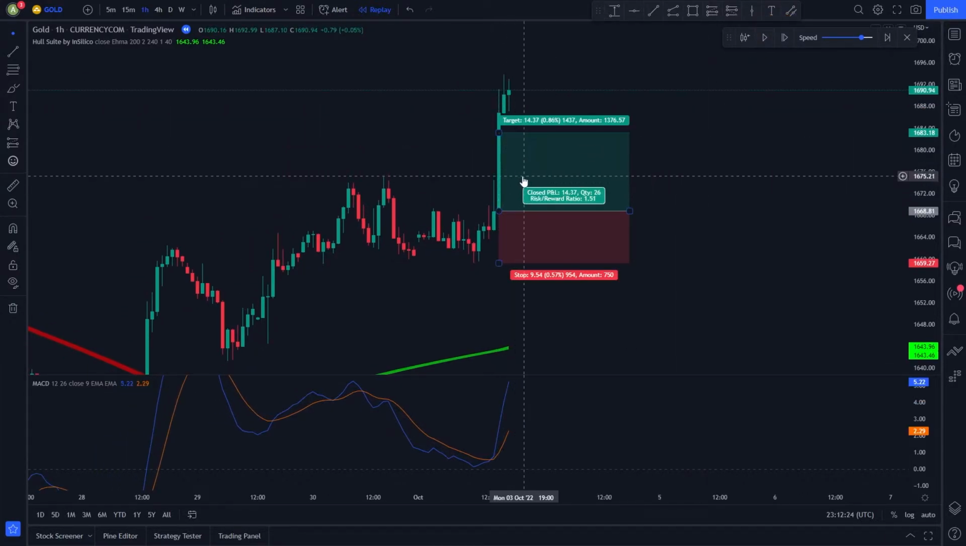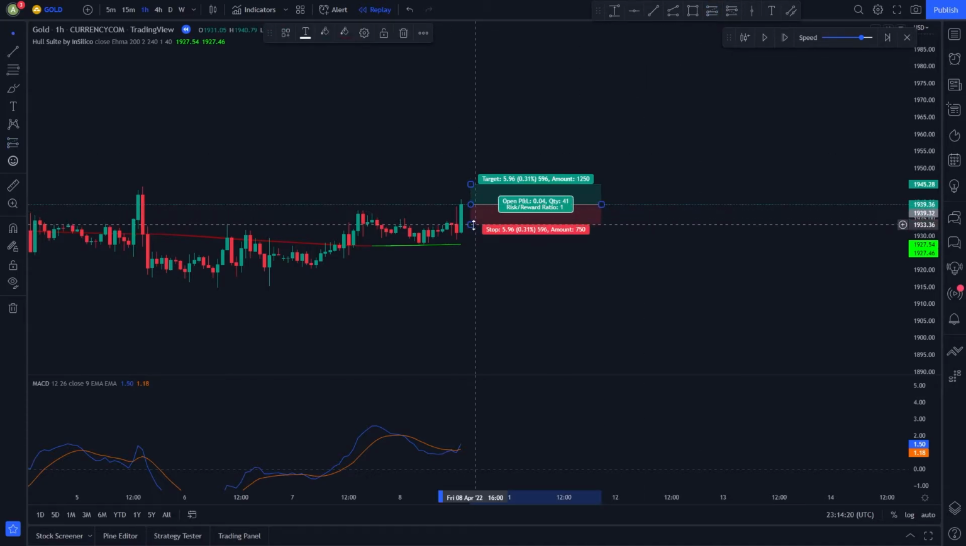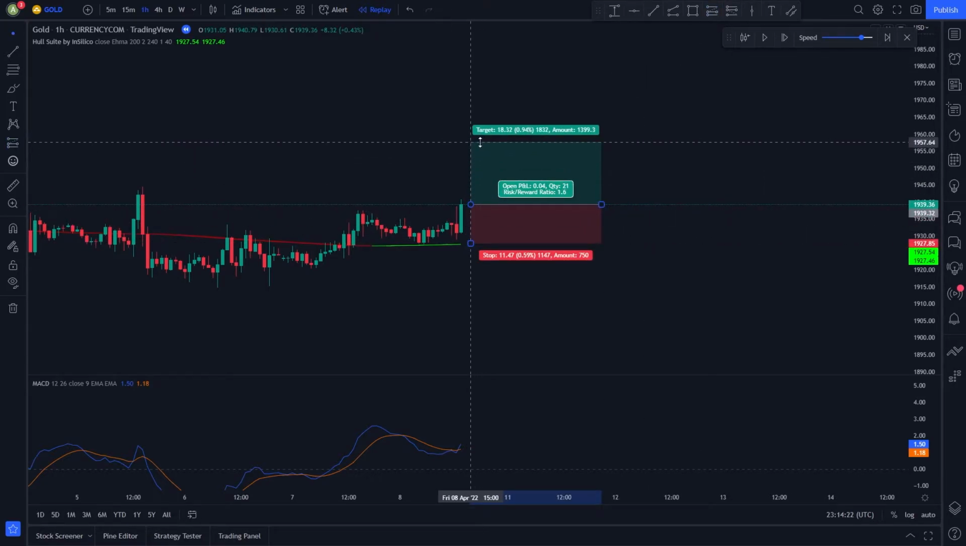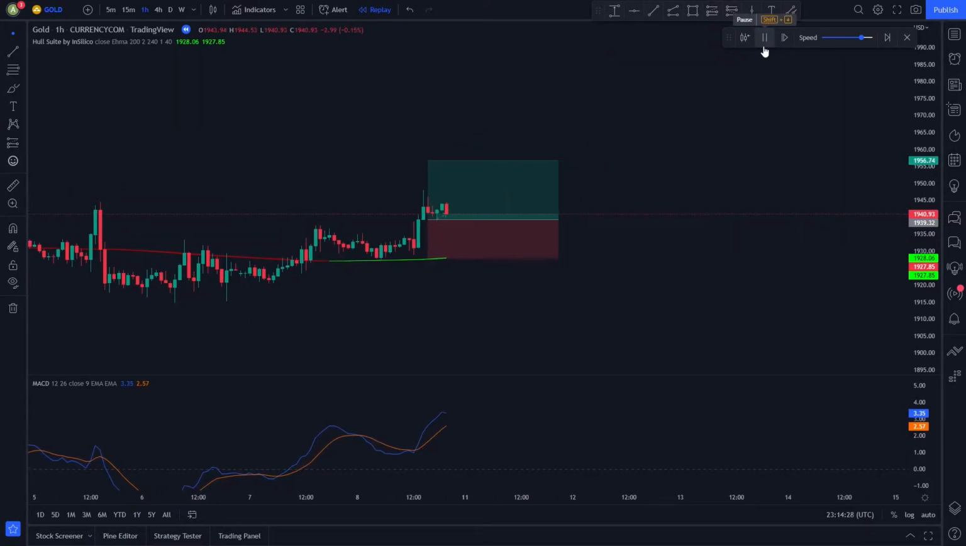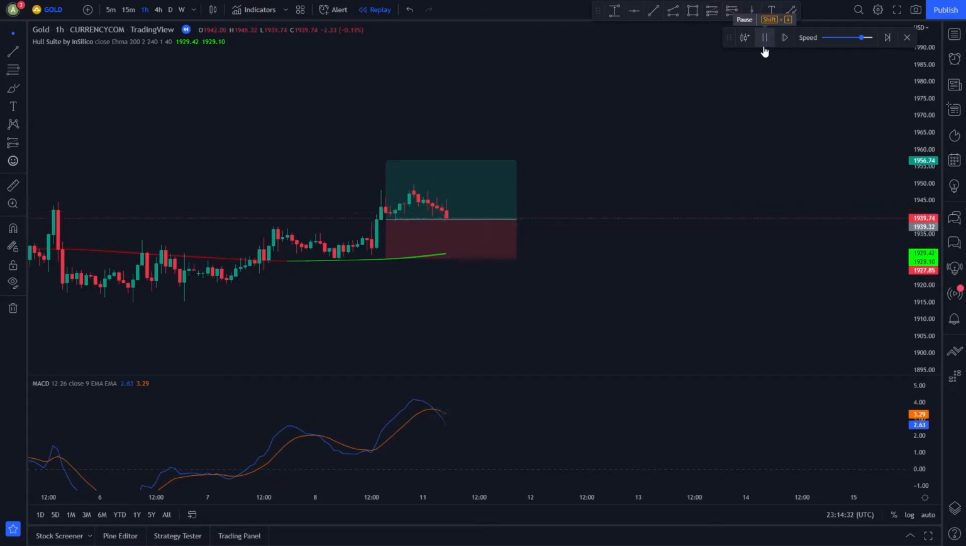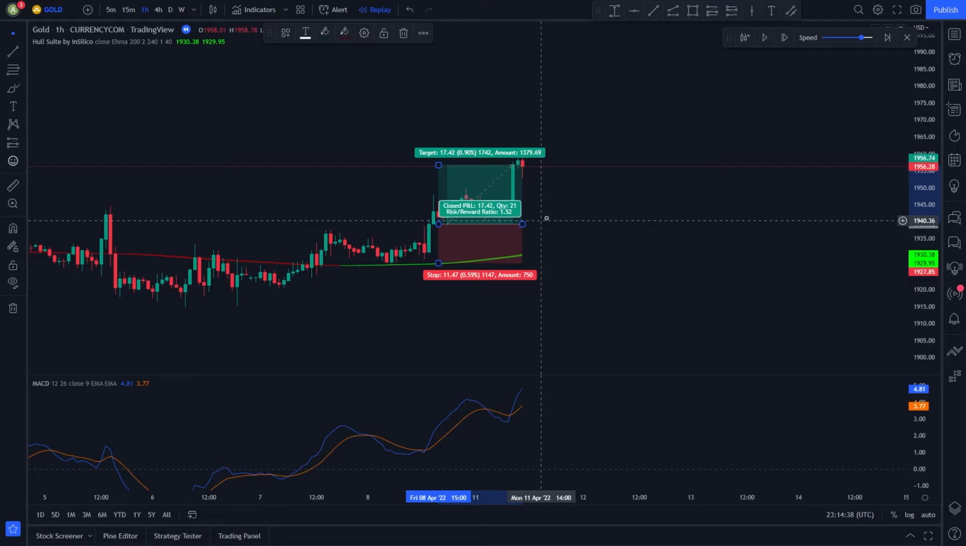Let me show you one more long position example. Here the blue line is above the orange line and the Whole Suite line is colored in green. So we can enter a long position. We set our stop loss at the recent lowest price and we set our take profit at 1.5 times the risk. After a few candles, the price hit our take profit target.